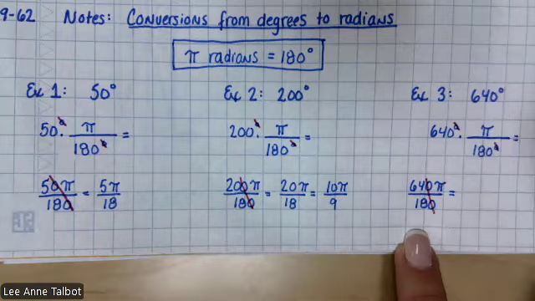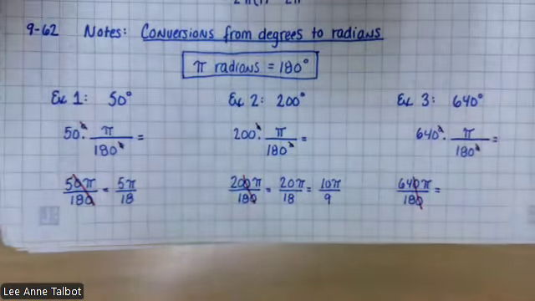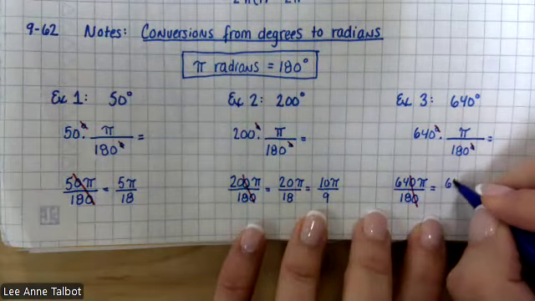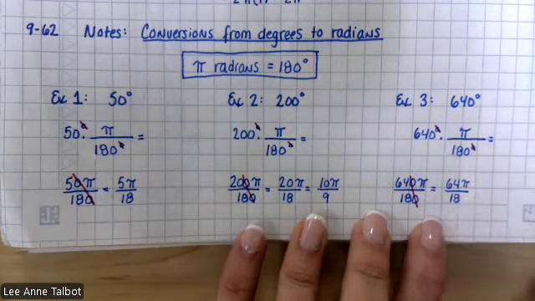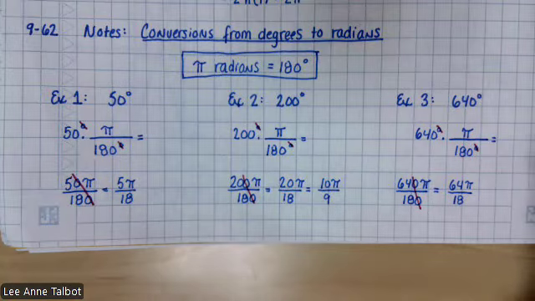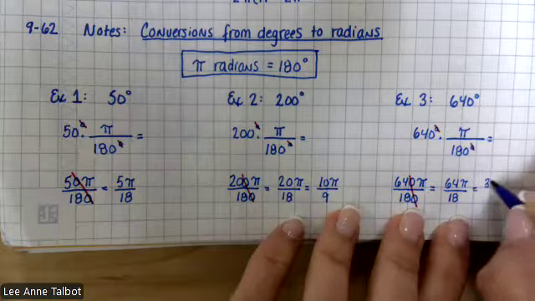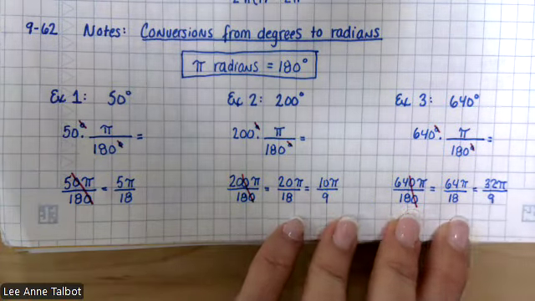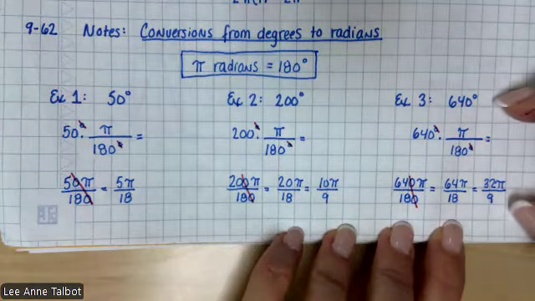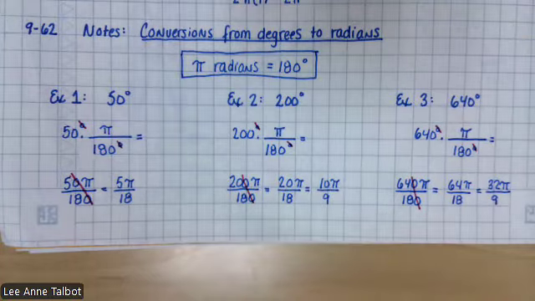Okay, now I wrote it again. I'm going to reduce by a factor of 10 because they both have zeros. 64 pi over 18. And then I say to myself, okay, self, those are both even numbers. So this is 32 pi over 9. So 640 degrees is in the same spot as 32 pi over 9 on my circle.